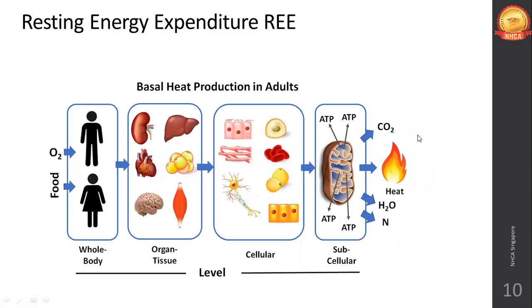Next is resting energy expenditure. Again, your BMR. Whatever food or oxygen a person takes in is utilized first of all by your vital organs. All your vital organs will utilize the energy from it. Every vital organ has its own structural and functional unit.